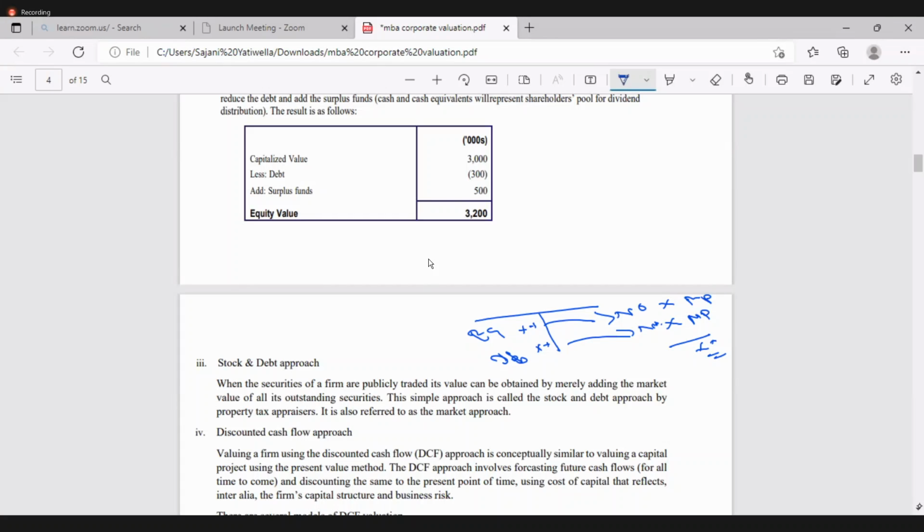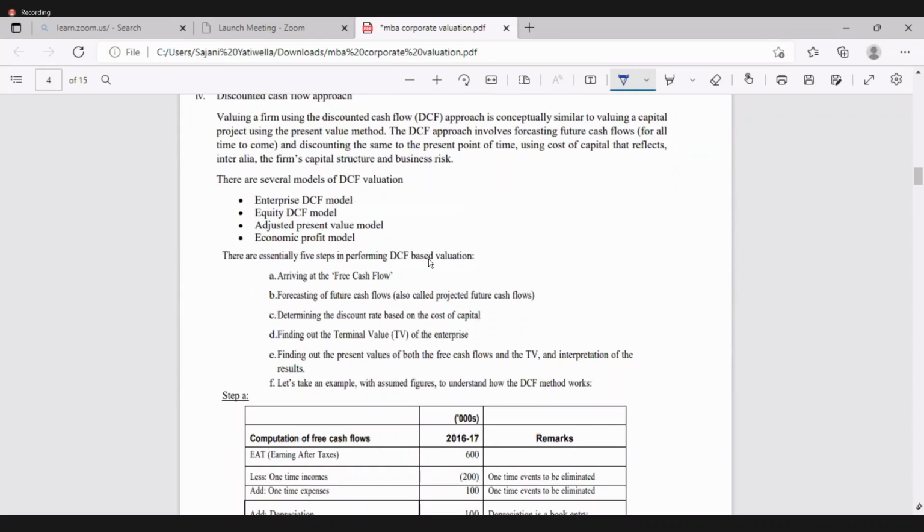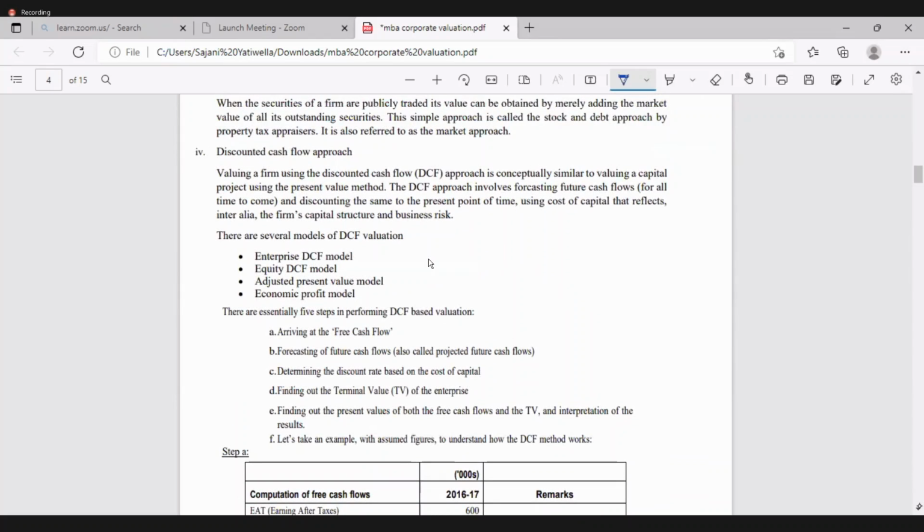One is book value, another is the equity based approach, then the earning based approach. Then our third method is the stock and debt approach: market value of debt and market value of equity capital, multiplied by their corresponding outstanding numbers. Then the fourth method is the discounted cash flow approach.